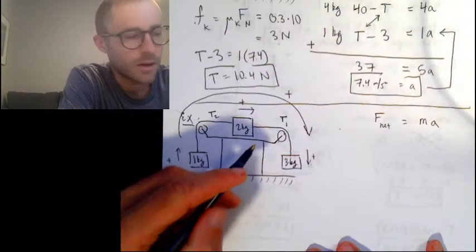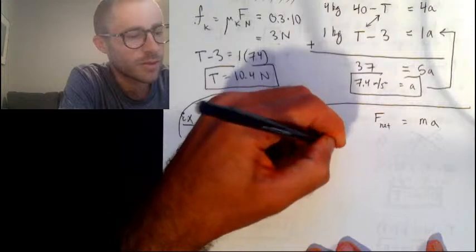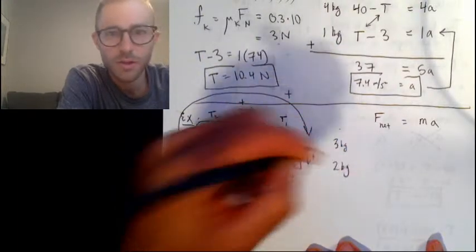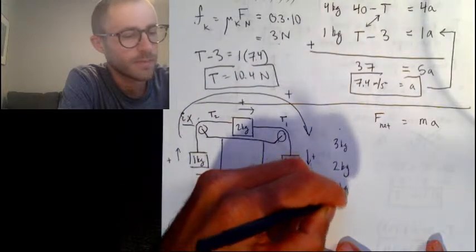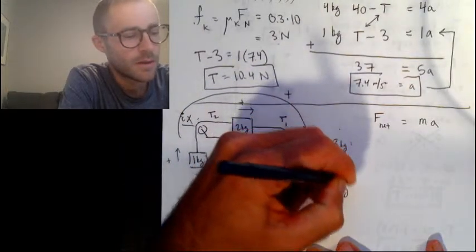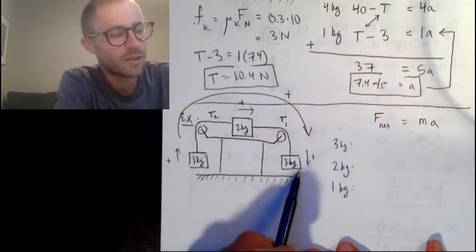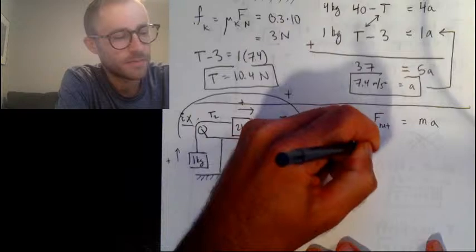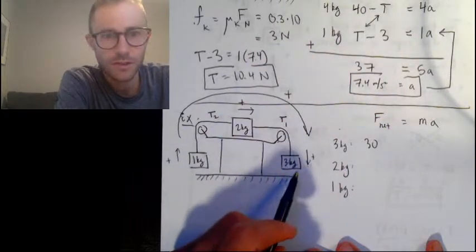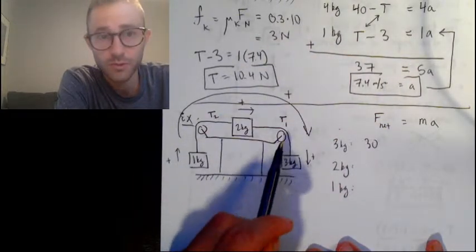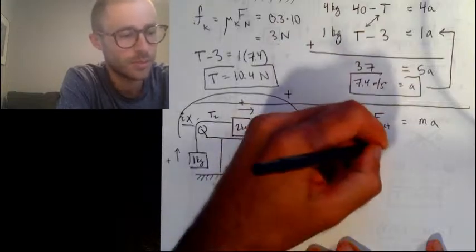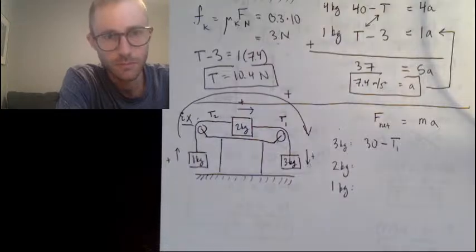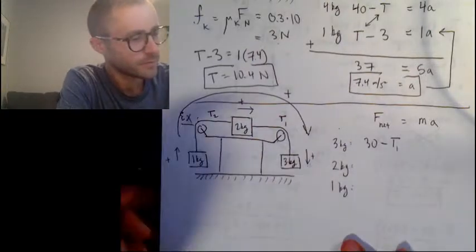Okay. We're going to write Newton's second law for the 3 kilogram mass, we're going to write it for the 2 kilogram mass, and we're going to write it for the 1 kilogram mass. For the 3 kilogram mass, it has 30 newtons of gravity pulling it down in the positive direction, and it has tension from the first rope, T1, pulling it up. Remember, 2 ropes means 2 tensions.